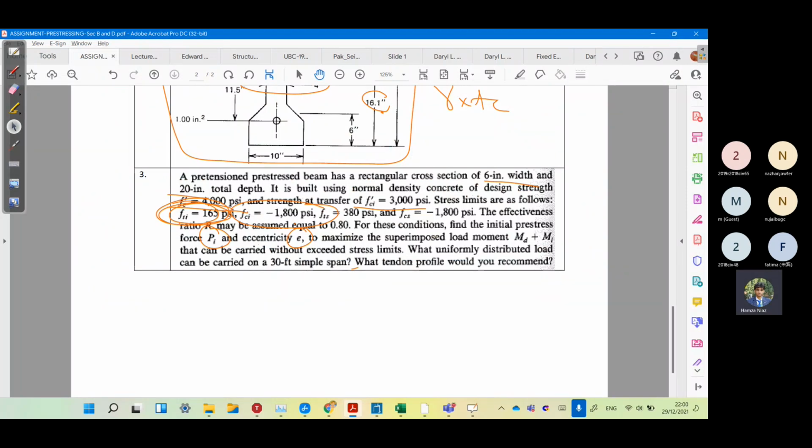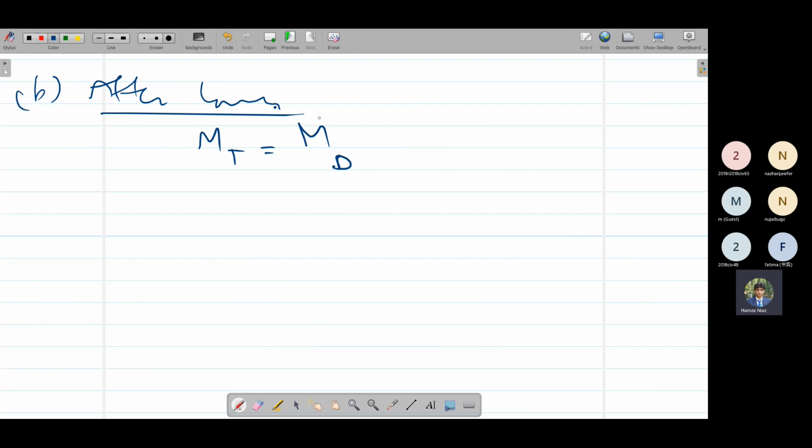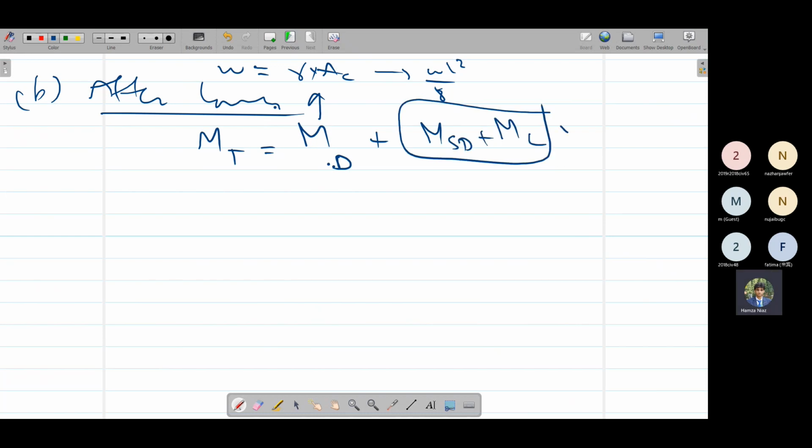The second part is saying that we have to calculate the maximum superimposed dead load, superimposed moment. So for part B, after losses, we can take MT as MD. MD we can calculate simply by gamma into AC, that would be omega, and omega L square over 8. We can calculate MD, but we do not know MSD plus M live, so we can take them as X.